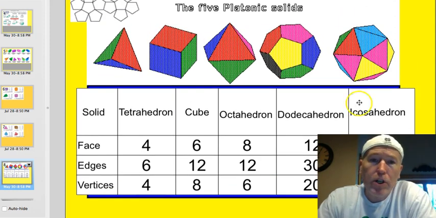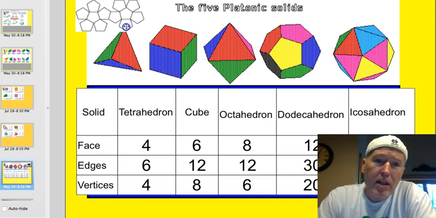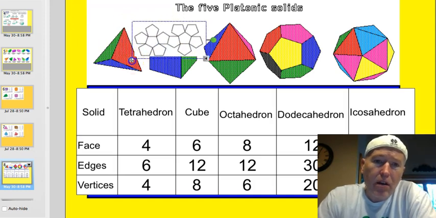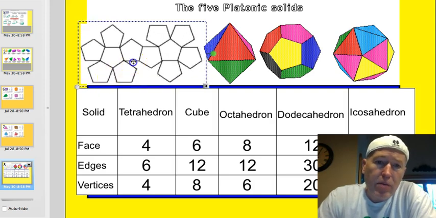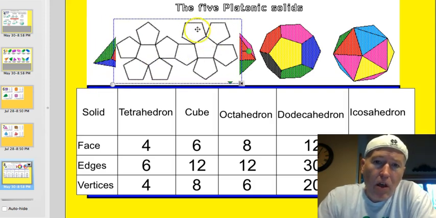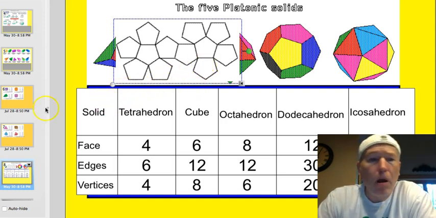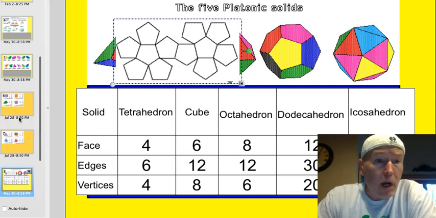So I want to show you one other thing. Here you can kind of get a better idea of what these look like. This is a net for the dodecahedron, but you see how they're regular pentagons and they're all congruent, the same size, and so when they come together, they're all going to meet at the same angles. Okay, well, we've gone through our vocabulary.